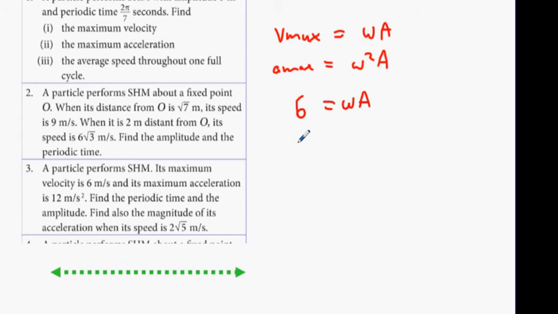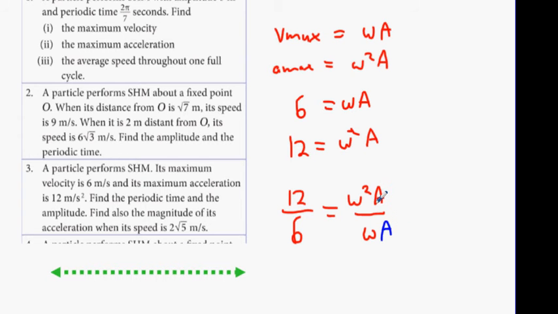Can anybody tell me a really easy way to find out what omega is? Divide one equation by the other one. So I'm going to say 12 divided by 6 is the same thing as omega squared A over omega A. What happens now? Yeah, A cancels. Omega cancels. Omega equals 12 over 6. Omega equals 2. Is that right?